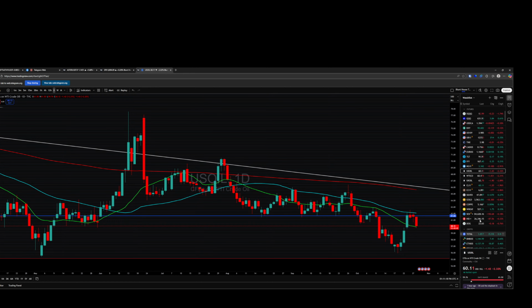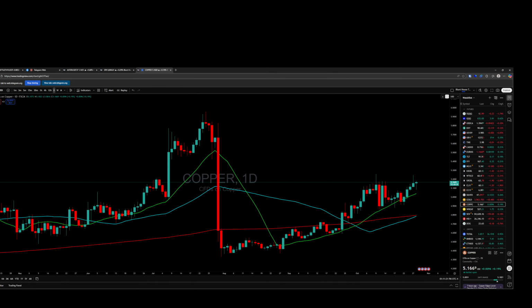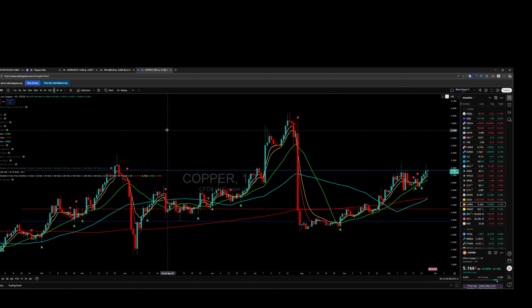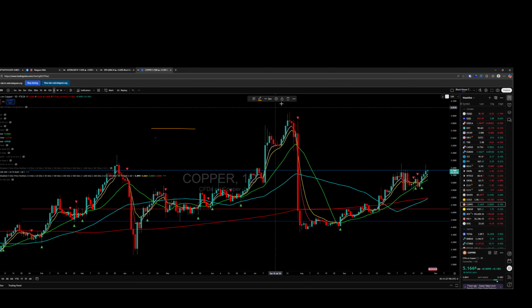That is money. Let's look at copper here for a second. Probably not going to like the volume profile. Oh, it's okay with it. Whoops.